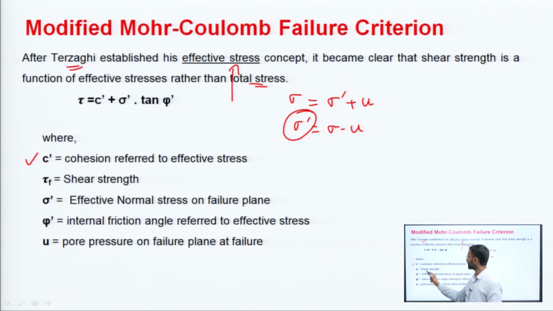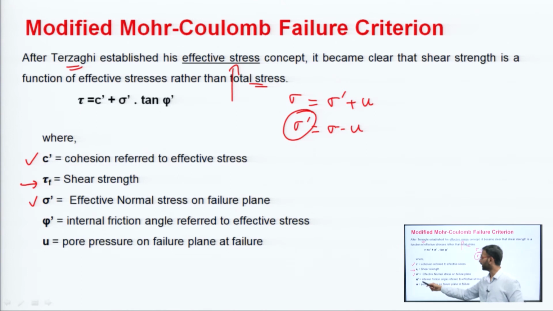ओके, टाउ एफ इज द शेयर स्ट्रेंथ, जो कि एक वैल्यू होगी जो सॉइल की प्रॉपर्टी है खुद की. इफेक्टिव नॉर्मल स्ट्रेस ऑन फेलियर प्लेन, दैट इज द सिग्मा डैश. ऑलराइट, ये भी क्या होगा, ये इफेक्टिव स्ट्रेस हो गया. जो हम टोटल स्ट्रेस की बात कर रहे हैं उसके अगर हम पोर वाटर को इंक्लूड करते हैं उसके कारण जो इफेक्ट आ रहा होगा दैट इज द इफेक्टिव नॉर्मल स्ट्रेस.